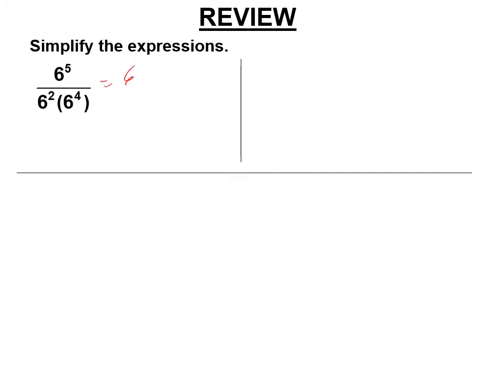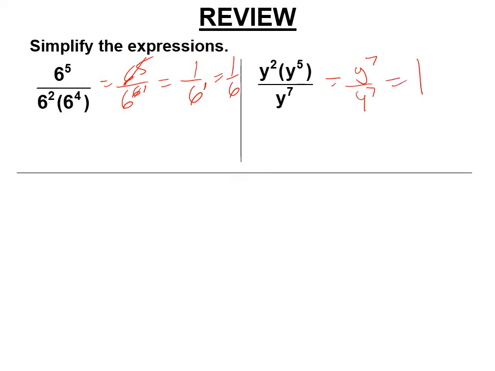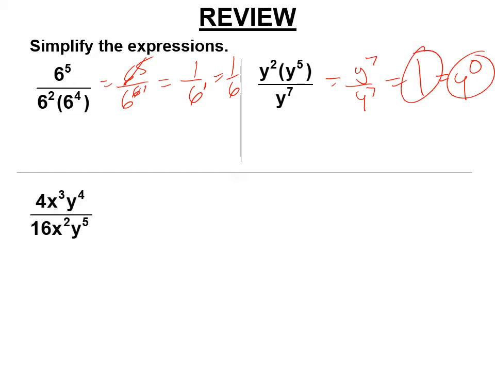We have 6 to the 5th. I like to do my multiplying first, so we get 6 to the 6th there. Then we can do our canceling, and we have 1/6. You could put 1/6 to the 1st, but we never put things to the 1st power. You do your multiplying first, and you get y to the 7th. You get the same thing top and bottom. You get one whole. You also have y to the 0. Either of those would be acceptable.